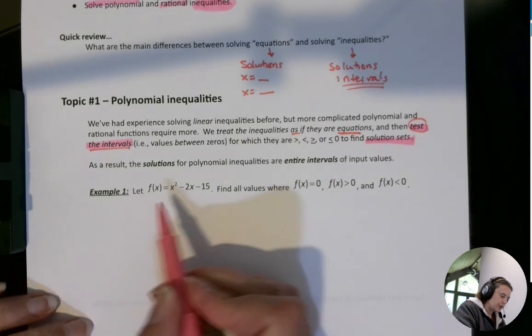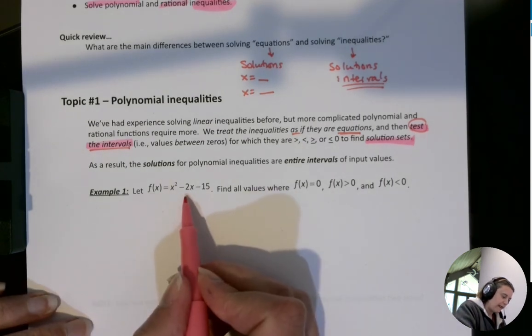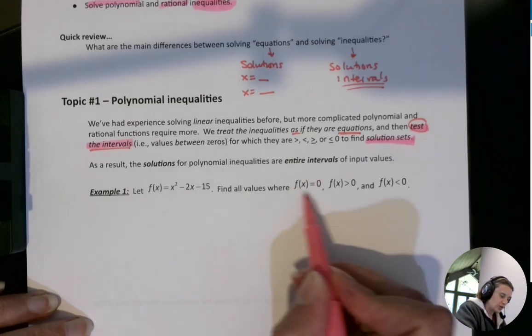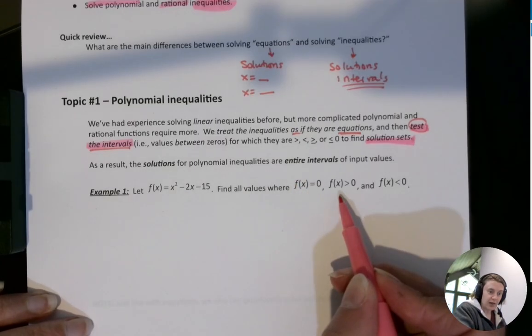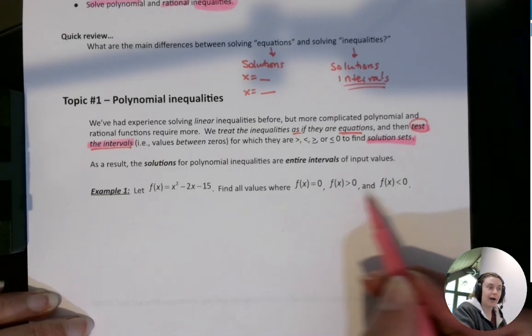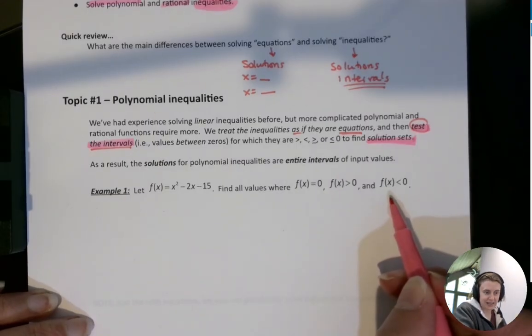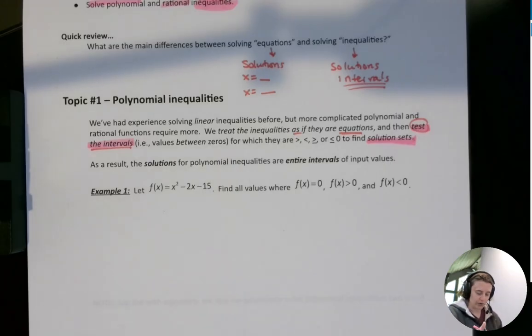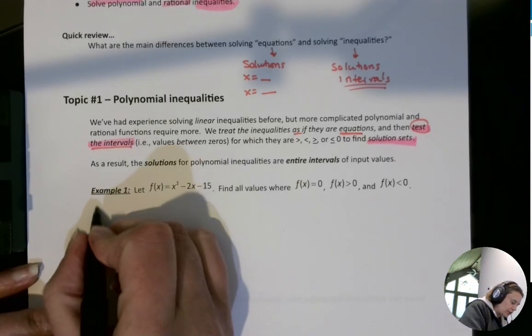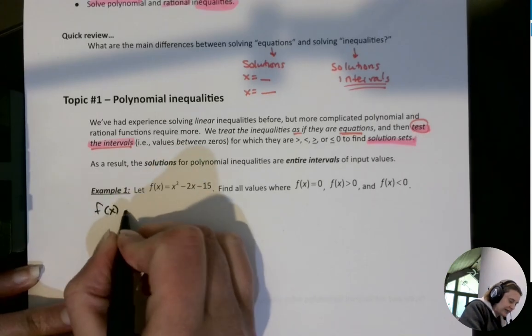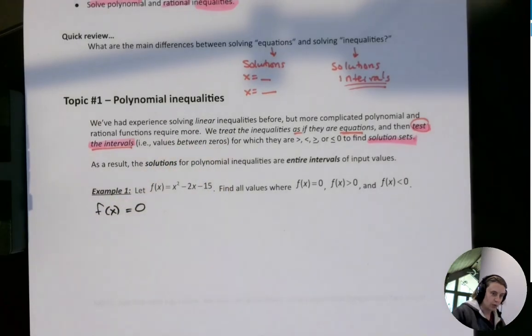Okay, so for this equation f of x, we're going to solve first where f of x is equal to 0. Then we're going to solve the inequality where f of x is greater than 0, and then the inequality where f of x is less than 0. So there are 3 things we want to do. All right, so step 1, we're going to solve for f of x equal to 0. So that one's the equation.